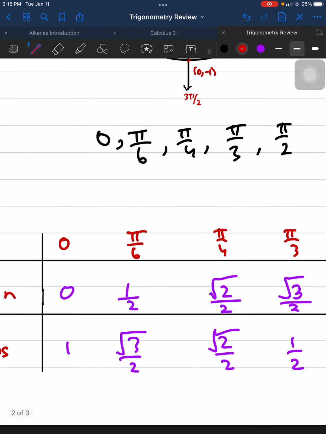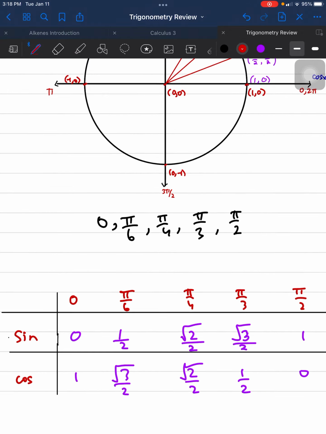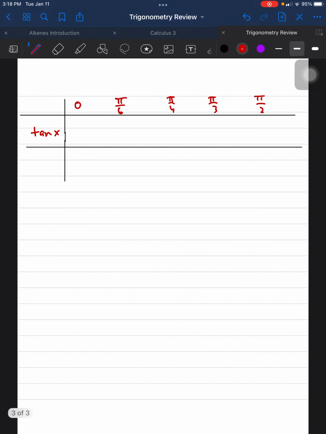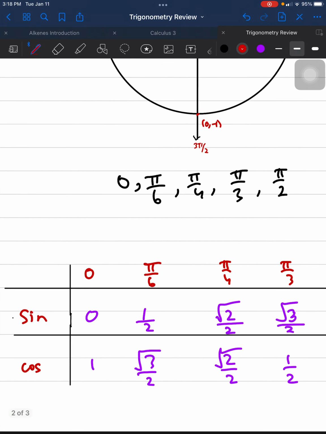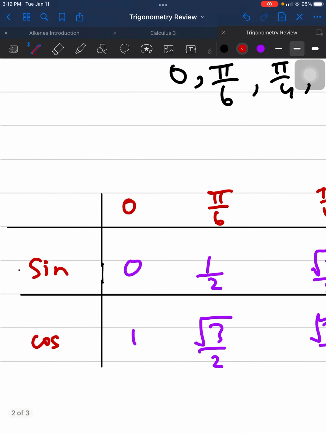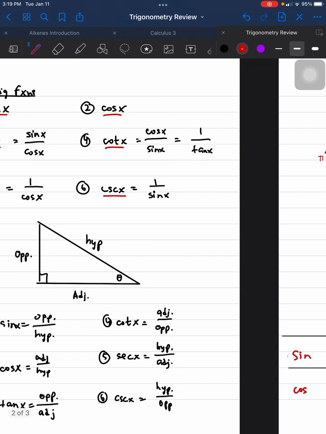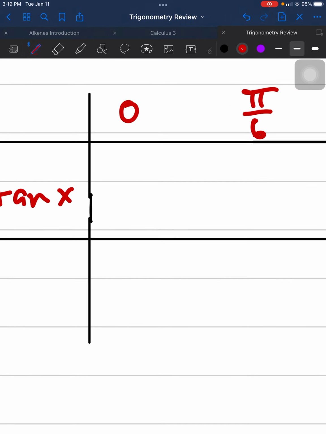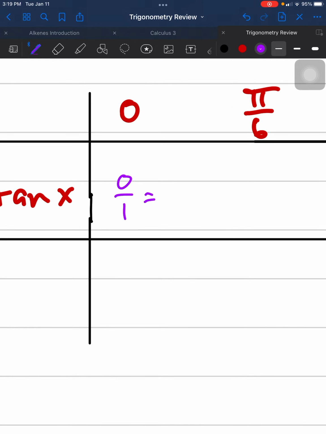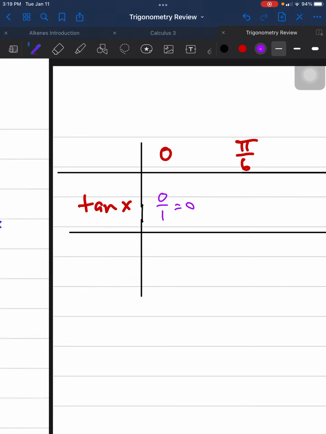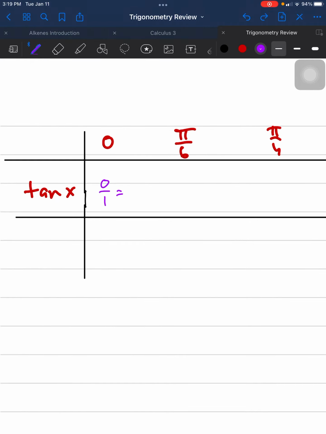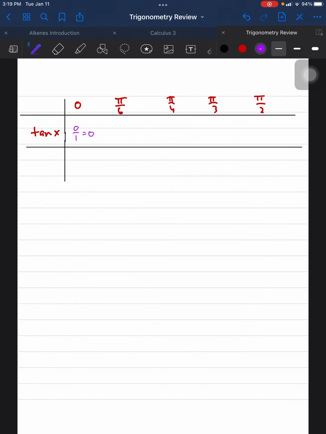So we can use those values of sine and cosine we already figured out and actually calculate the value for tangent. So when we have tangent and the angle is 0, we look at the values of sine and cosine at 0. Sine of 0 is equal to 0, cosine of 0 is equal to 1. And we know that tangent is simply sine over cosine. So 0 over 1 is 0. So tangent of 0 is equal to 0.